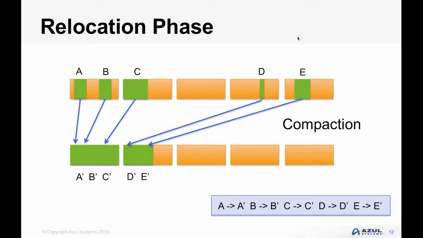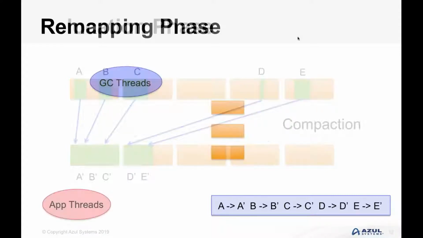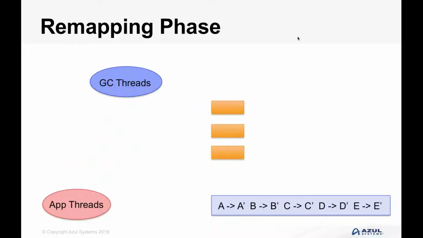Then we need to go through remapping. So the remapping phase. What happens here is that the garbage collector will say, okay, we have this side table which says A goes to A prime and B goes to B prime. It will then read the information from there. And let's take the example of A to A prime.